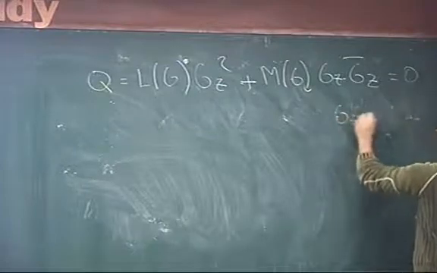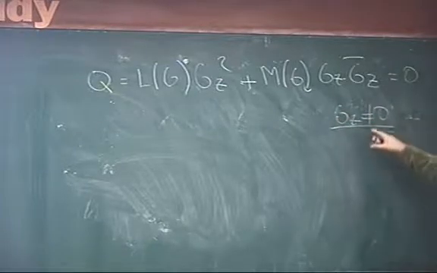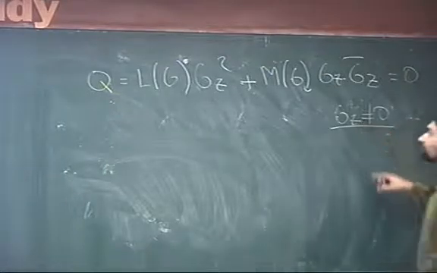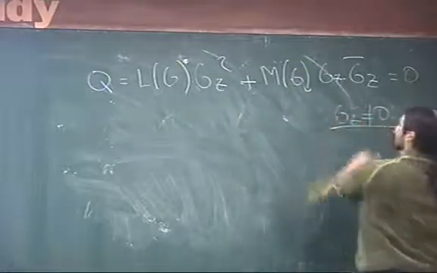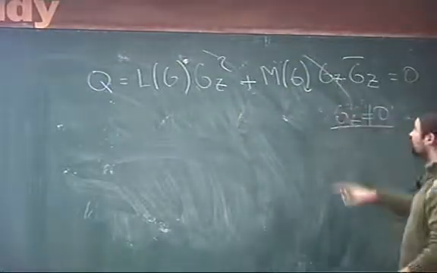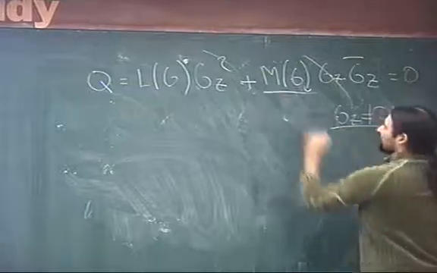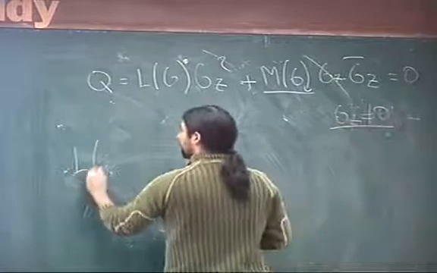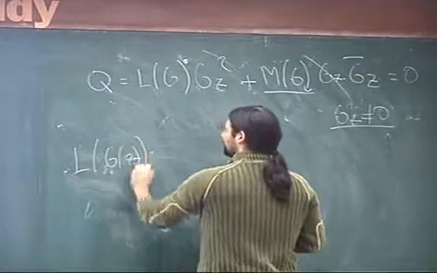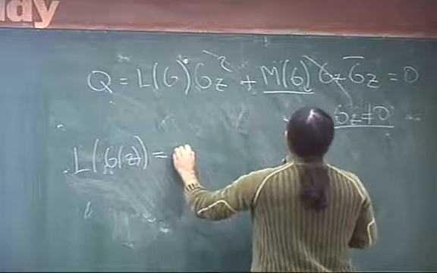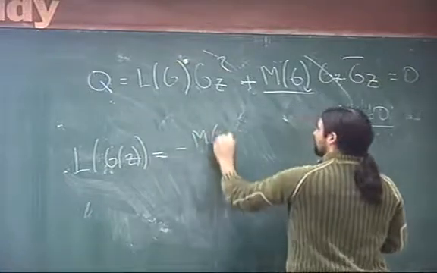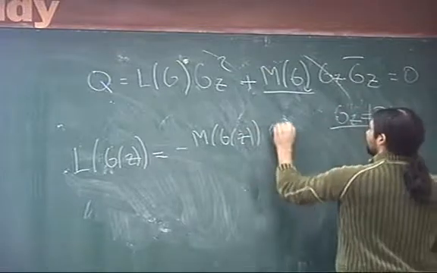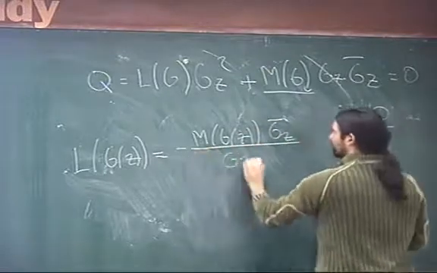It turns out that G set is always different from 0, because otherwise we would have a branch point on the surface. So we can just quit these two terms. So this makes an equation. M is something known; I wrote the equation for M previously. So I can write here L, let us call it, of G of Z equal minus M of G of Z, G bar Z, divided by G set.